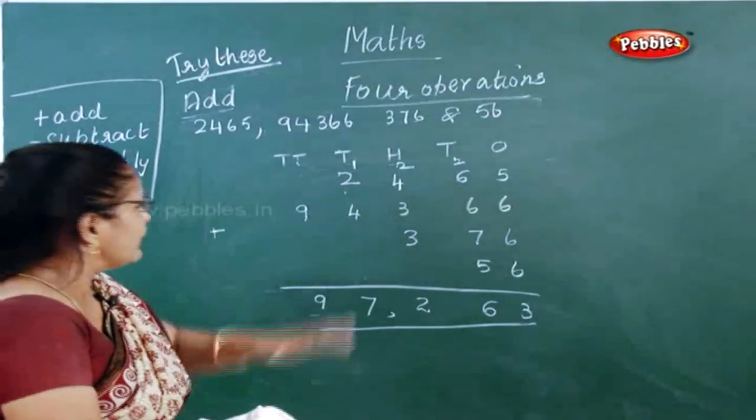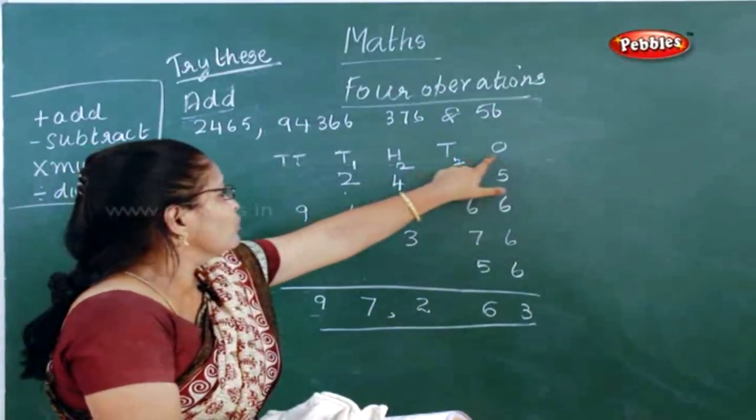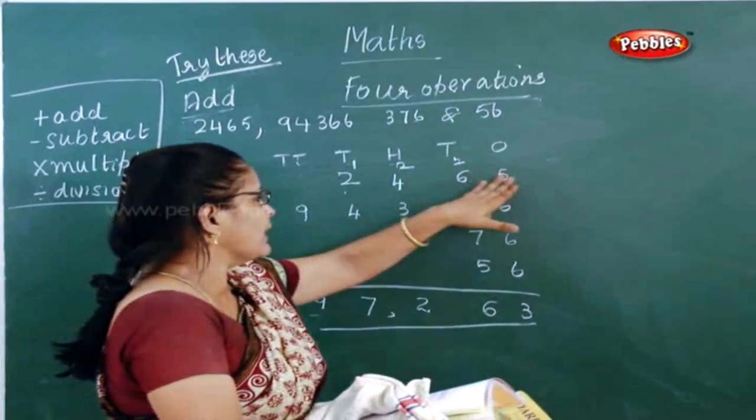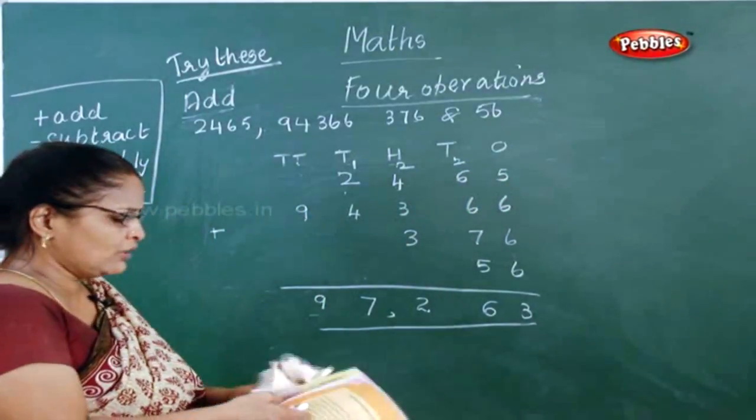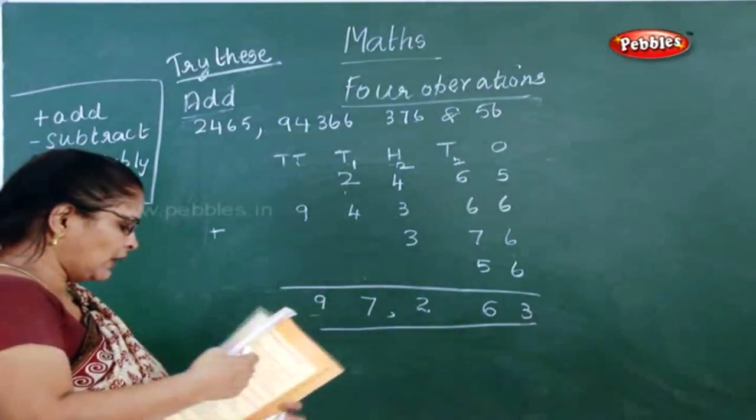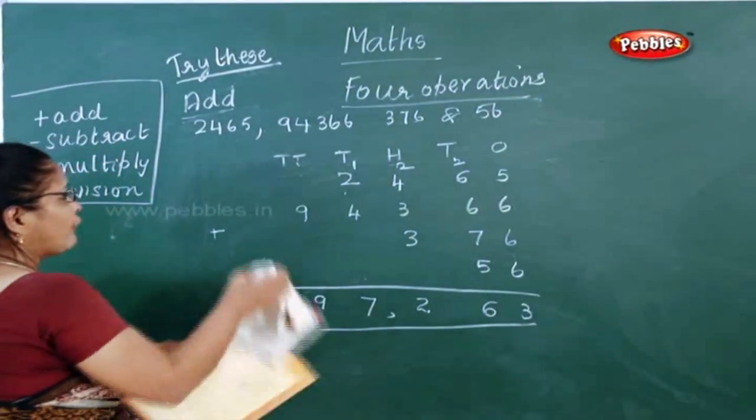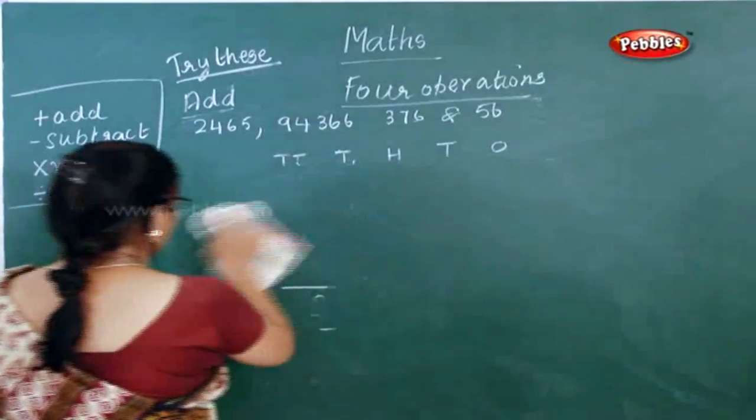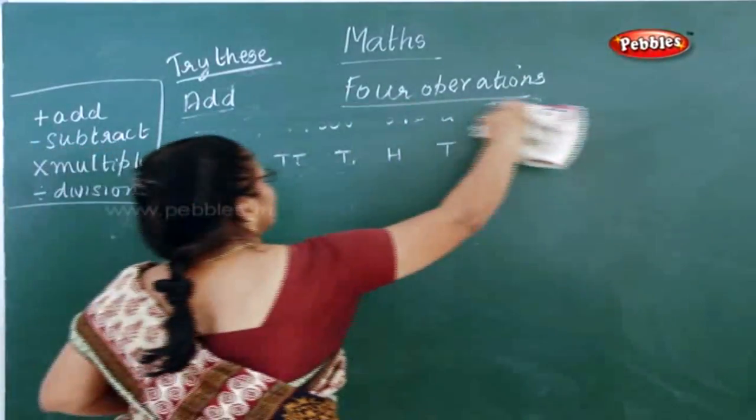First, get the numbers and write like this: ones, tens, hundreds, thousands and 10,000. Then place the numbers in the place value and then you start adding it. Now one more sum I'll do. Actually it is a fill in the blanks, like they have given fill in the blanks. You have to replace the digit.